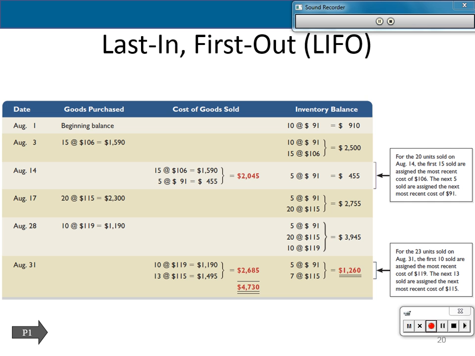So as of August 14th, the last purchase was really on August 3rd. Does that make sense? So in that case, only 15. You can only get 15 units from what was last purchased, and you're going to pay 106 for them. And then the remaining 5 units that you're selling are going to come from the beginning balance up here, right? Whereas down here, this sale, they're going based upon the 28th and the 17th. So it's going to be 10 at 119, 13 at $120. No, I'm sorry, $115.